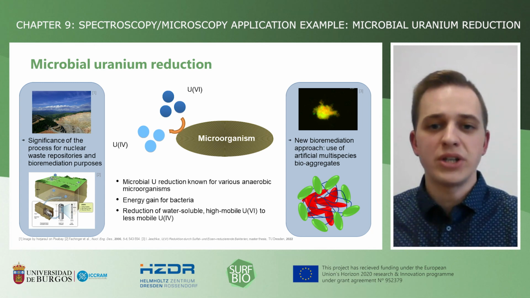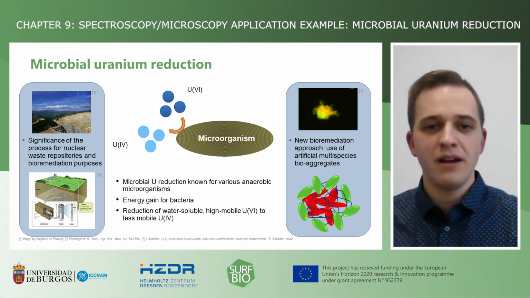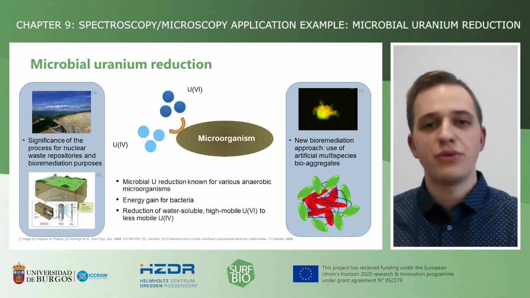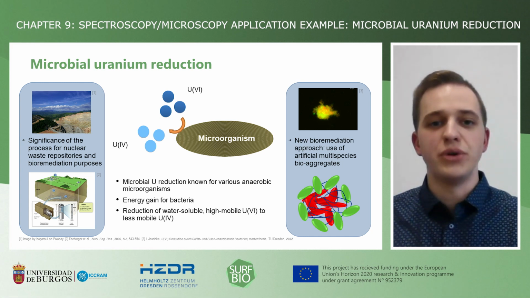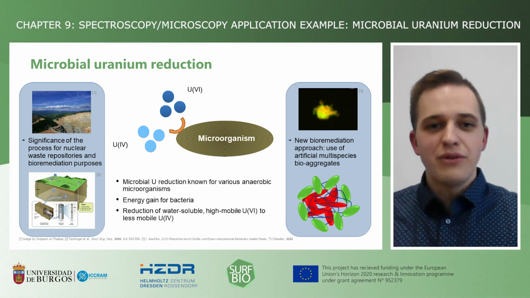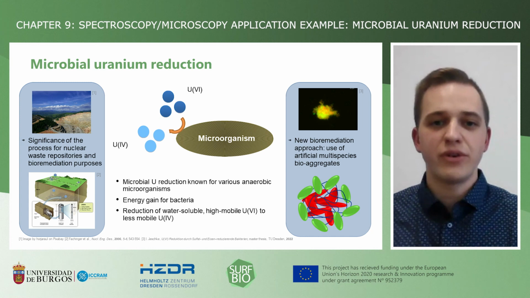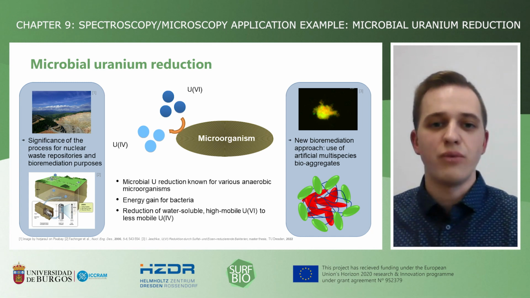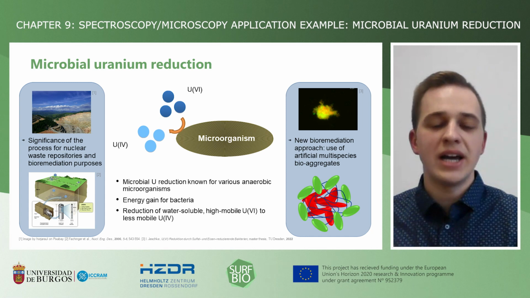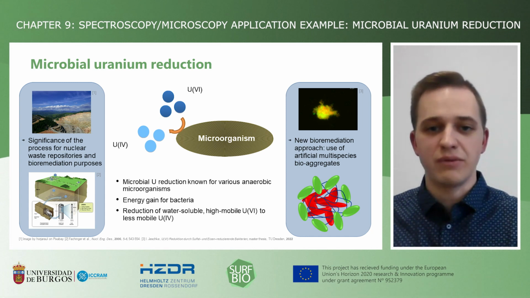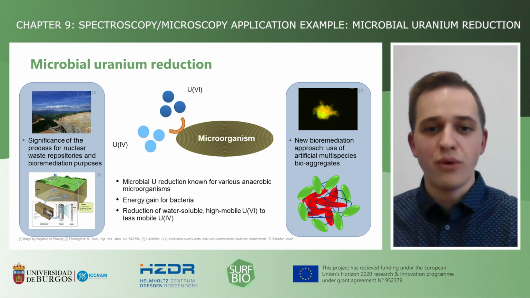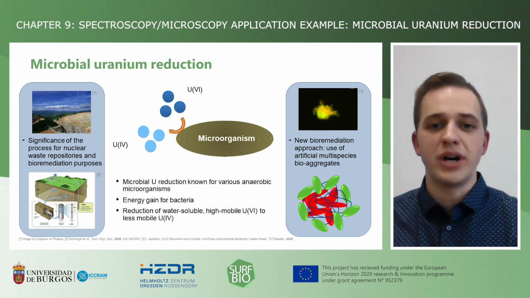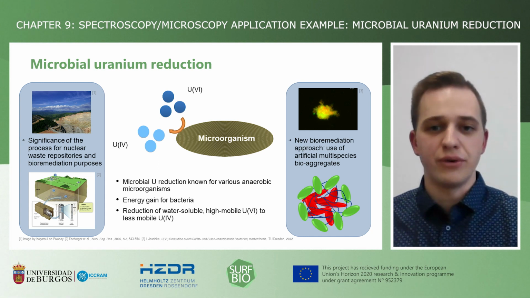They are reducing the water-soluble and highly mobile uranium-6 to less mobile uranium-4. This process is of special significance for the safe disposal of high-level radioactive waste in a deep geological repository, as well as for new bioremediation approaches. For the safe storage of high-level radioactive waste, it is favorable because in the event of a worst-case scenario, if water enters the repository, the radionuclides can enter the surrounding host rock and then interact with the microorganisms. In this case, a reduction of uranium to the less mobile uranium-4 is favorable because it prevents the uranium from entering the environment or the aquifer.